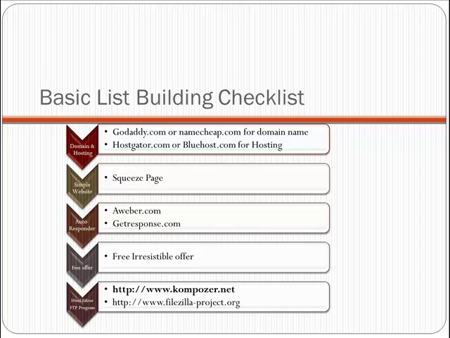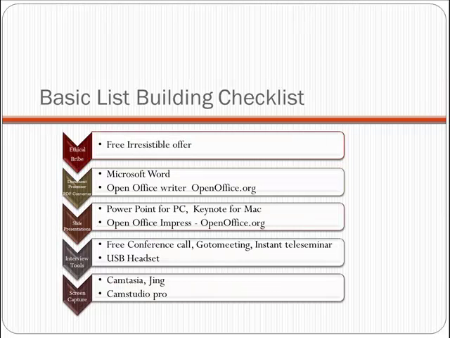A couple of them that are free and really good to use: go to Composer.net and download the free HTML editor. And also a good FTP program that's free is FileZilla. You can do a search for FileZilla, and you will find that you can download that for free as well. Those will be good resources that you're going to be using. Continuing on with the checklist, you're going to have a free irresistible offer. We talked about that a little bit, and we're going to really get into more detail.